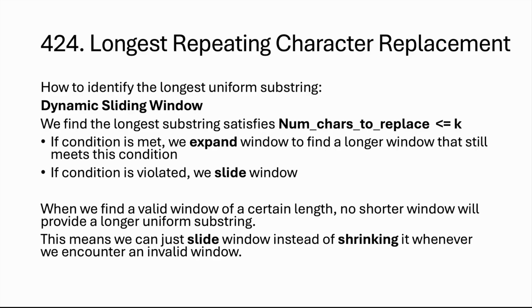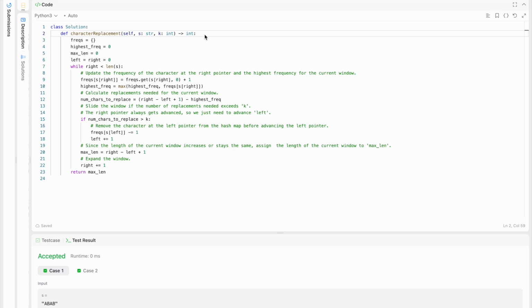When we find a valid window of a certain length, no shorter window will provide a longer uniform substring. This means we can just slide the window instead of shrinking it whenever we encounter an invalid window. Now let's look at the coding part.